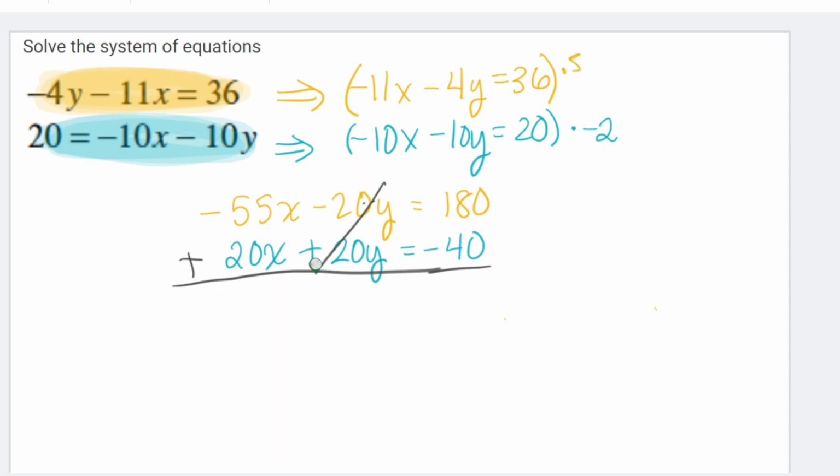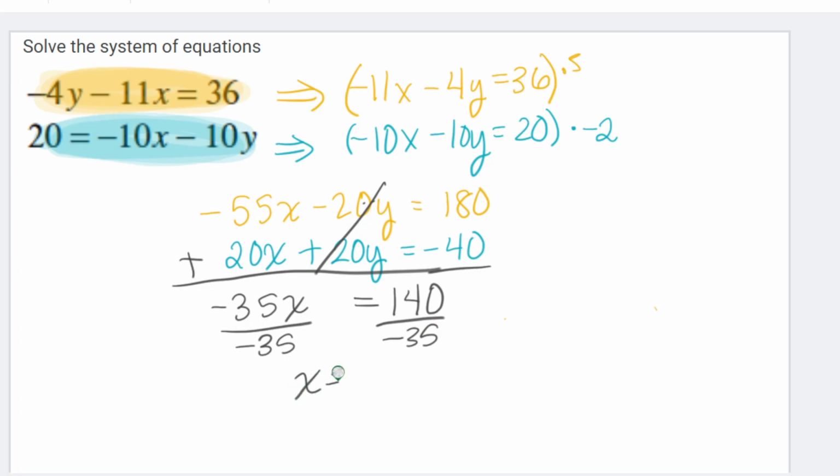Now I've got the nice situation of having the same coefficient with opposite signs in front of my y. So when I add my two equations together, those y's go bye, Felicia. They cancel each other out. So for my x's, negative 55x plus 20x is negative 35x. And on the right-hand side, 180 minus 40 is 140. And my last step here is to divide, because this negative 35 is multiplied to the x, and the inverse operation of multiplication is to divide. And when I do that, a positive divided by a negative is going to come out negative. And 140 divided by 35 is 4.